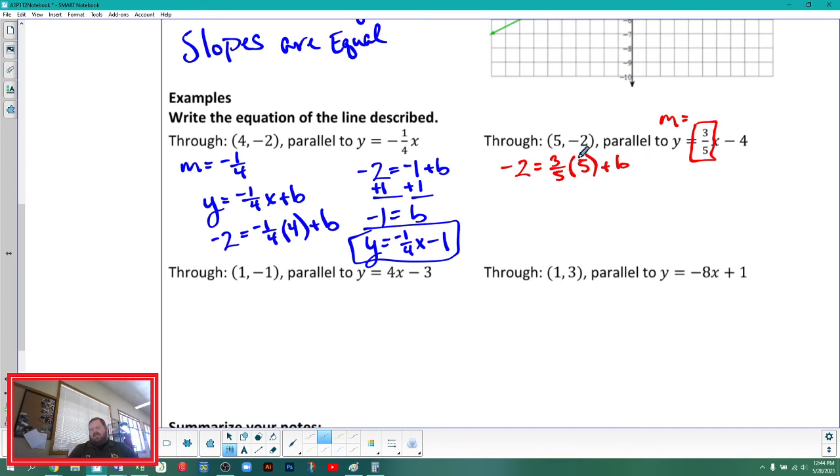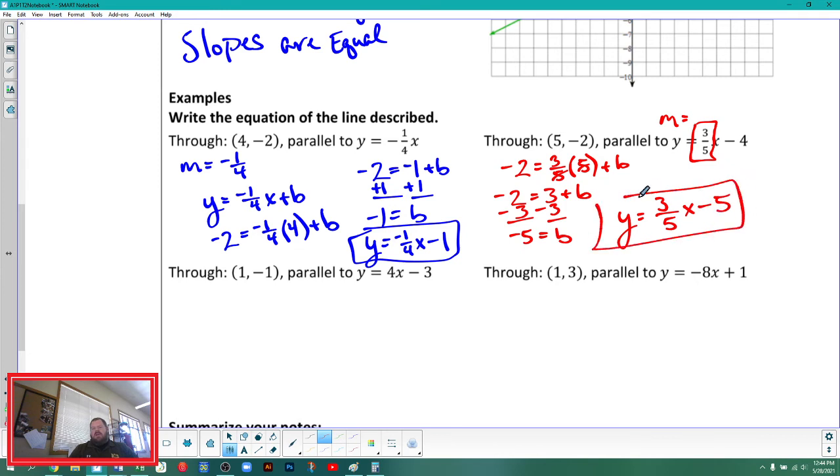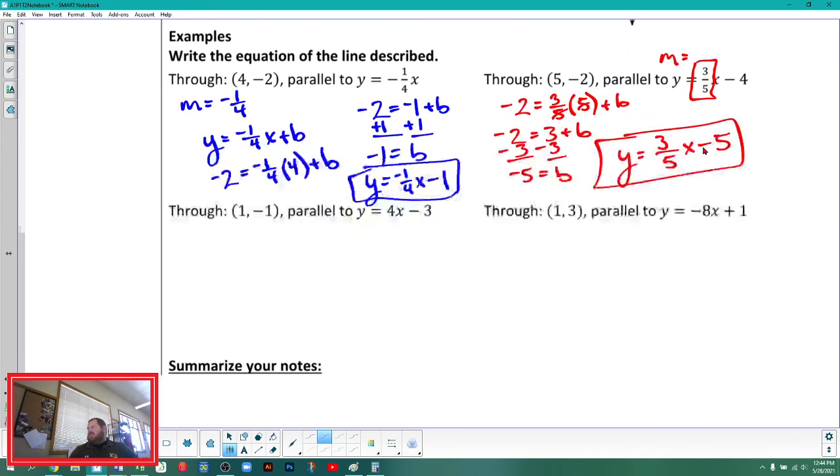3/5 times 5 is 3, because my 5's cancel. -2 is equal to 3 plus b. Subtract 3 from both sides, and we get -5 is equal to b. So the equation of this new line, that has a totally different point that it goes through but is parallel, is y equals 3/5 x minus 5.